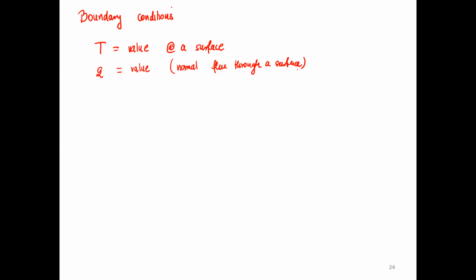And then if I have a boundary of different materials, I will typically have a continuity of flux. So let's say a boundary surface between similar materials. Similar materials means thermal conductivity on the same order of magnitude.